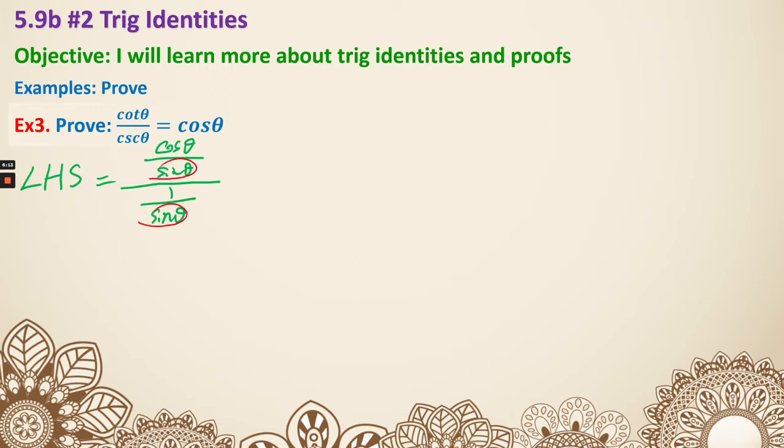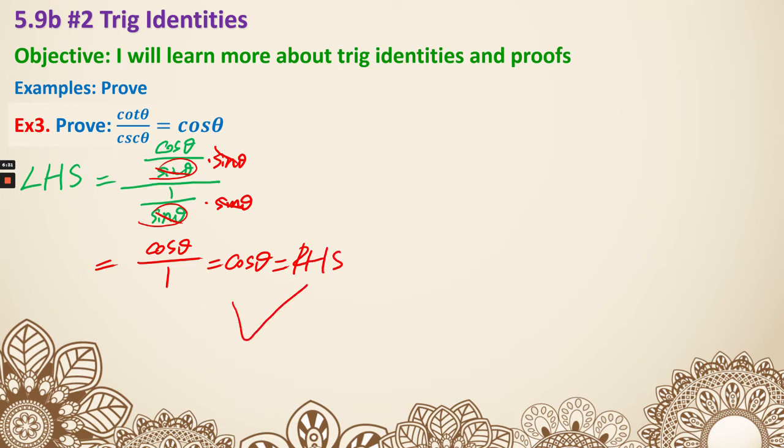Both denominators are sine, so I'm going to multiply the top and the bottom by a sine theta. You see, that is the fractions that we worked with. Sine is gone, so we are left with a cosine theta on the top and a 1 on the bottom. That is cosine theta, which is my right-hand side. So I did just prove it. That's example 3.